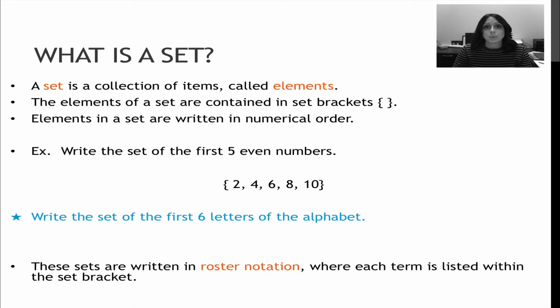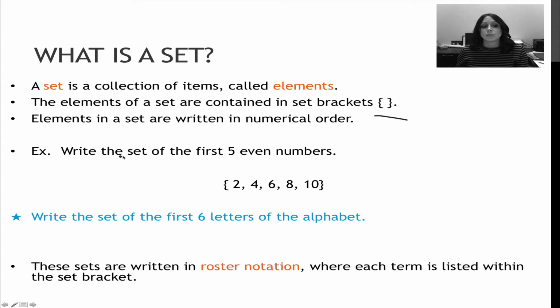And those elements, when we write them within the set brackets, and you can see what the set brackets look like here, we always write them in numerical order if they are in fact numerical values. You can also have a set of categorical data, like the set of the primary colors, in which case the order that you wrote them wouldn't really matter.